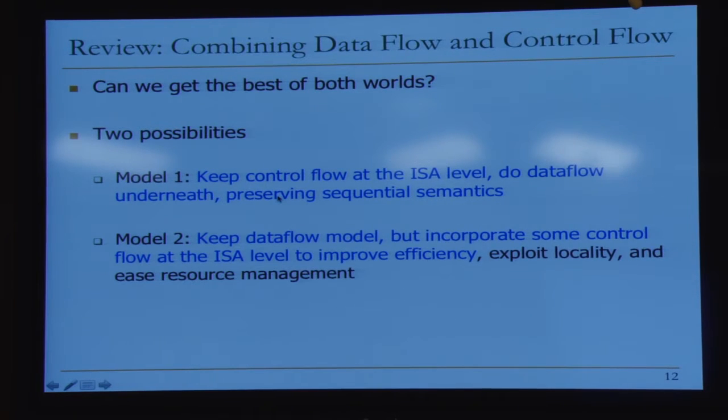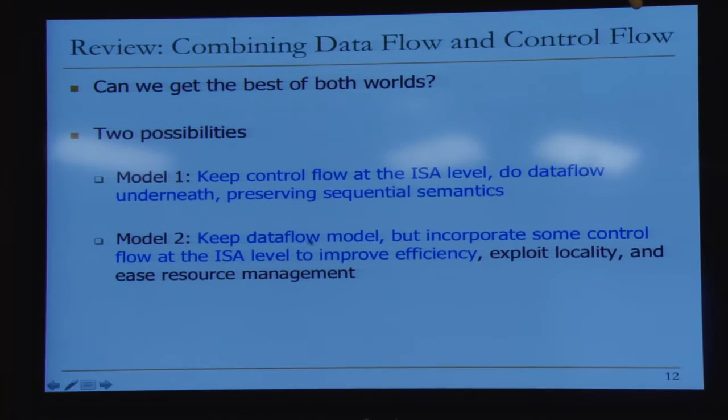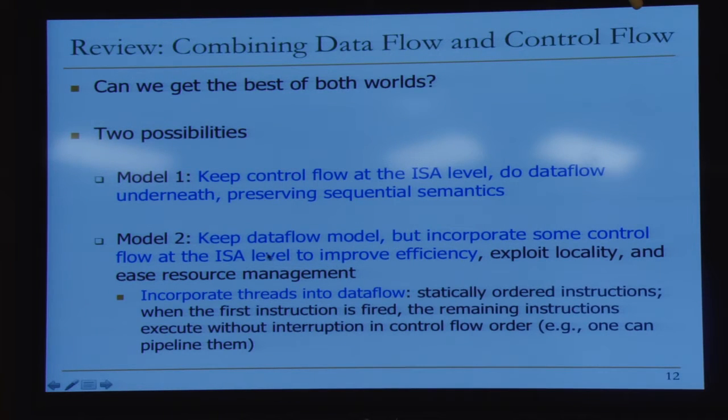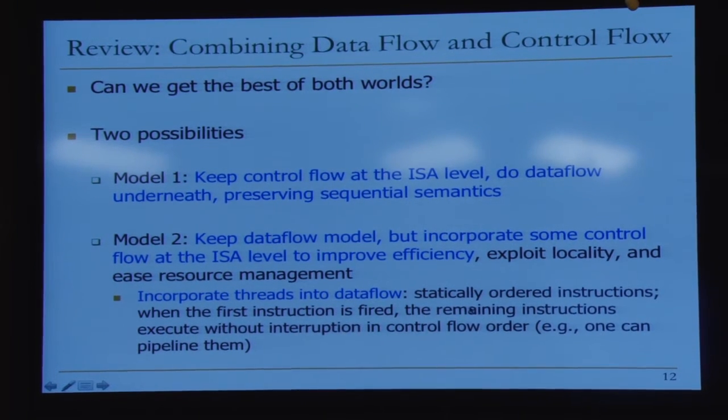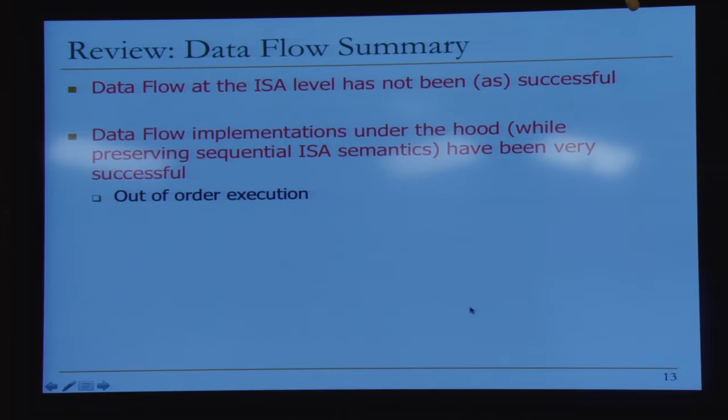And we talked about another model, which is very interesting too: keep the data flow model at the high level, but incorporate some control flow at the ISA level, such that you have some threads that are triggered by the availability of the data. This is still hard to debug, but it overcomes some of the disadvantages of data flow processing. And this was a summary.